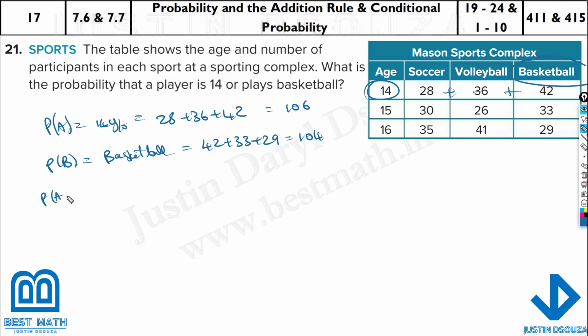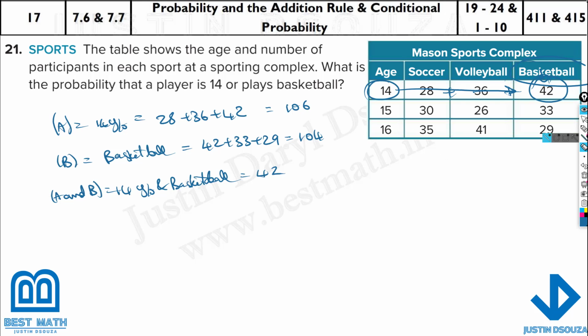Now there is one more probability, probability of A and B. What does that mean? 14 years old and basketball. So who are playing basketball who are 14 years old? This is the number, right? 14 years, basketball. It's 42 people. So the probability of, now again I've made a mistake. It's not probability of A, but if I've written probability of A, it should be just A. Let me just make that proper. It's just A, not probability. I'll write the probabilities below.